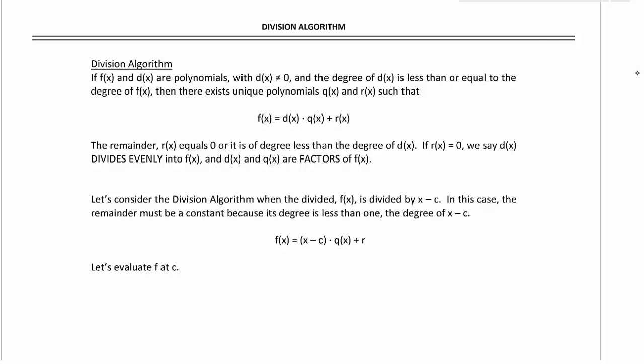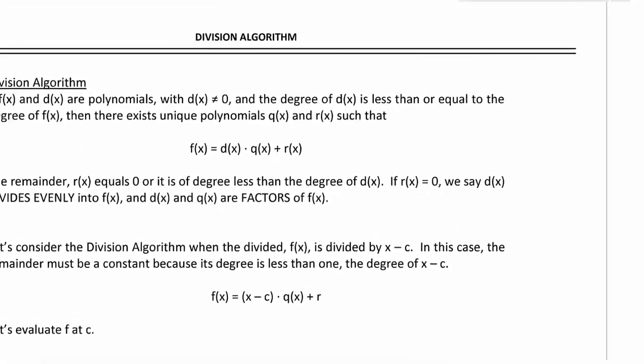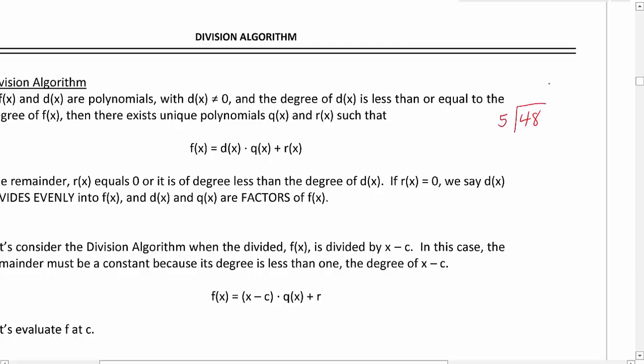Well, that sounded kind of complicated, but this is something that we use like every day when we divide numbers. This is the basis for a lot of things. So let me try to explain it a little bit more simply here. Let's do it with just some numbers. So say we have the number 48, and I divide it by 5. 5 goes into 48 9 times.